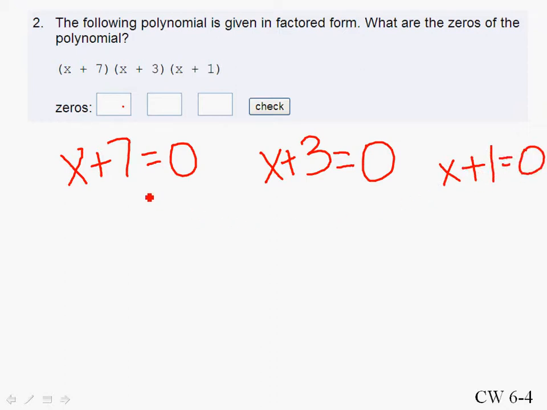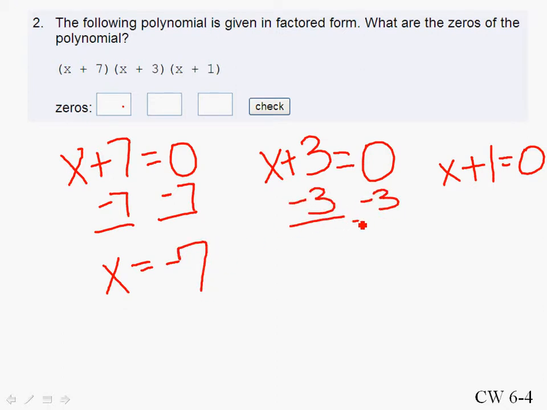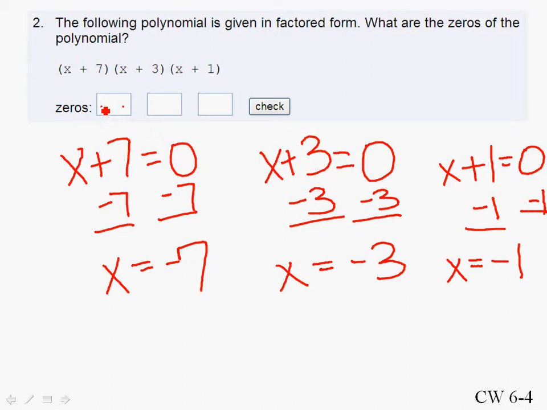On the first one, if we subtract 7 from each side, x equals negative 7. On the second one, if we subtract 3 from each side, x equals negative 3. And on the last factor, if we subtract 1 from each side to solve for x, x equals negative 1. So our answers, therefore, are negative 7, negative 3, and negative 1.